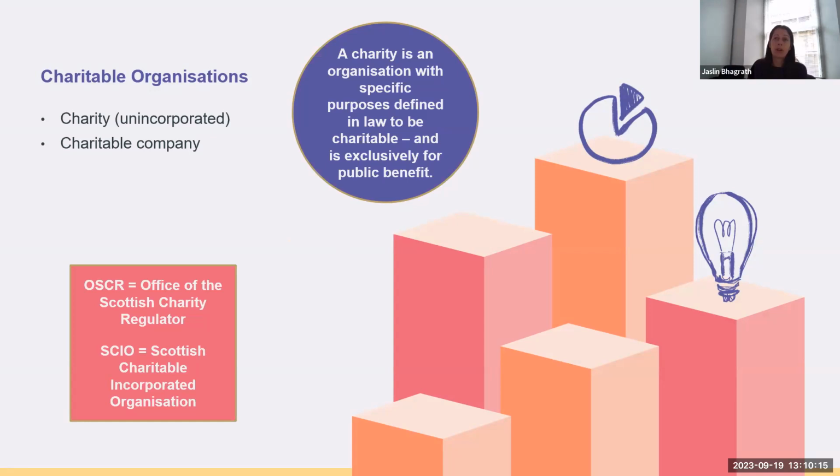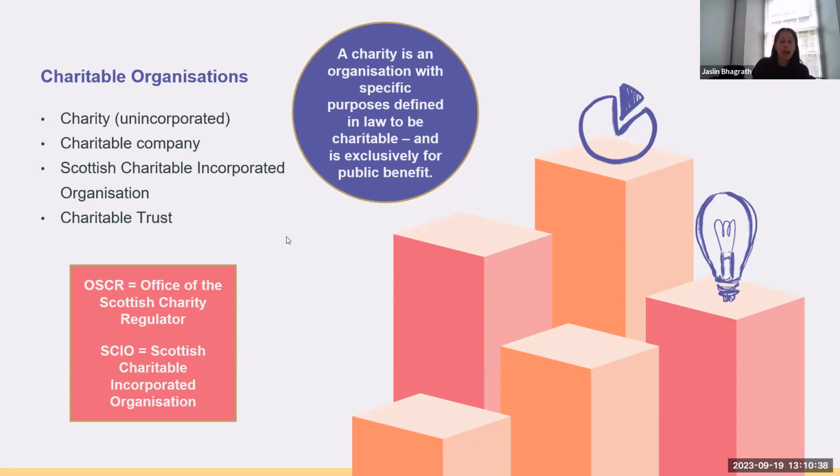So there are four main types of charitable organisations. There's what's known as an unincorporated charity. Now, an unincorporated charity is not a legal entity, and therefore when you're entering into commercial contracts, trustees are effectively the parties to that contract.